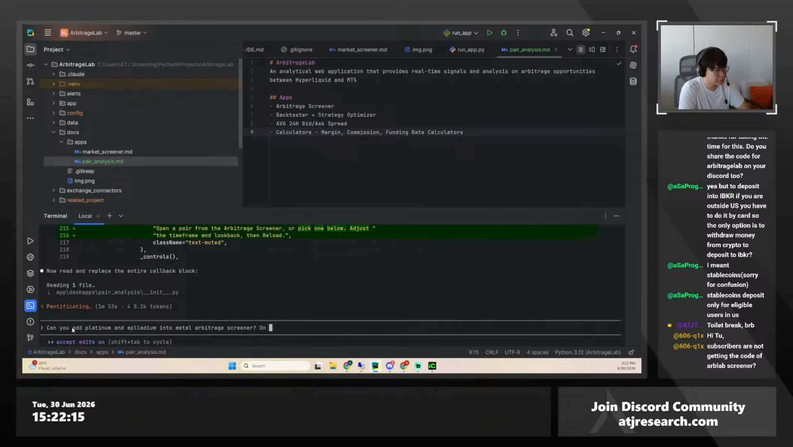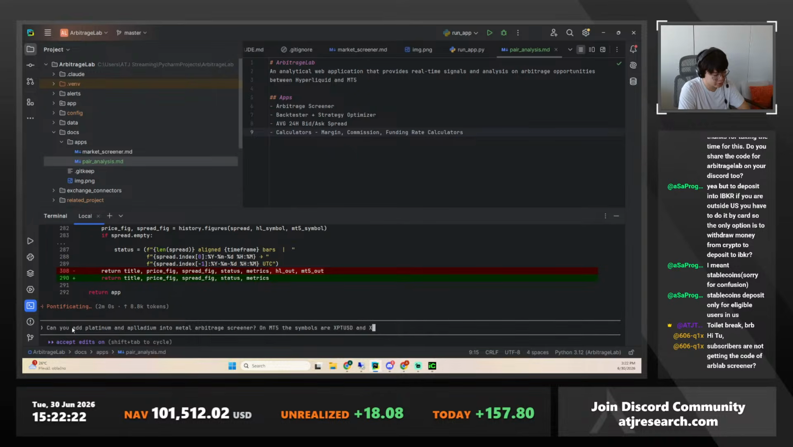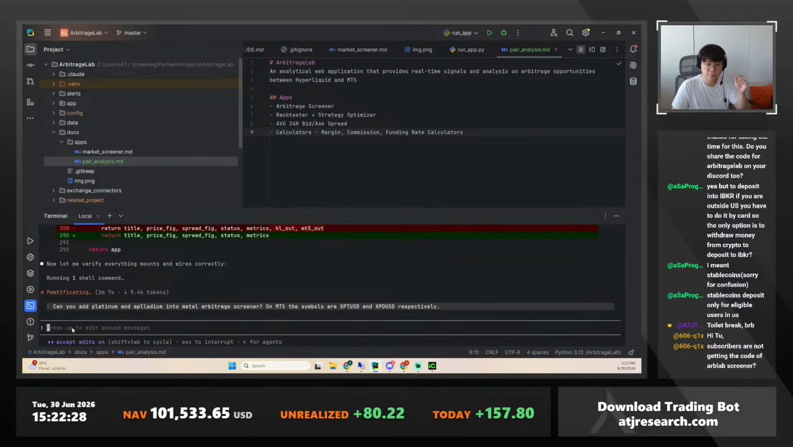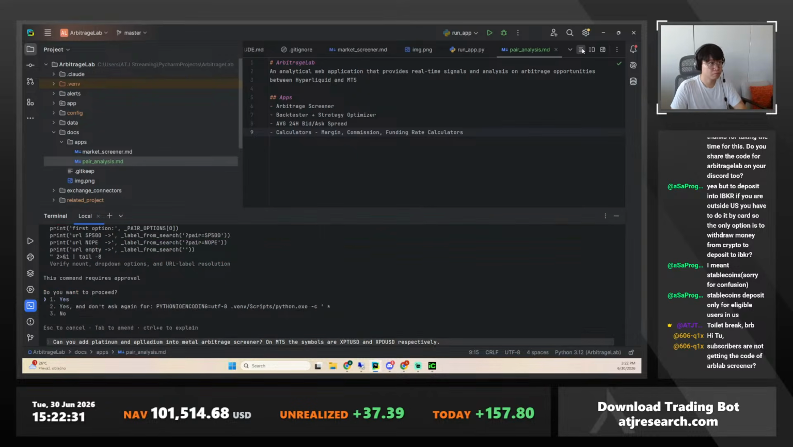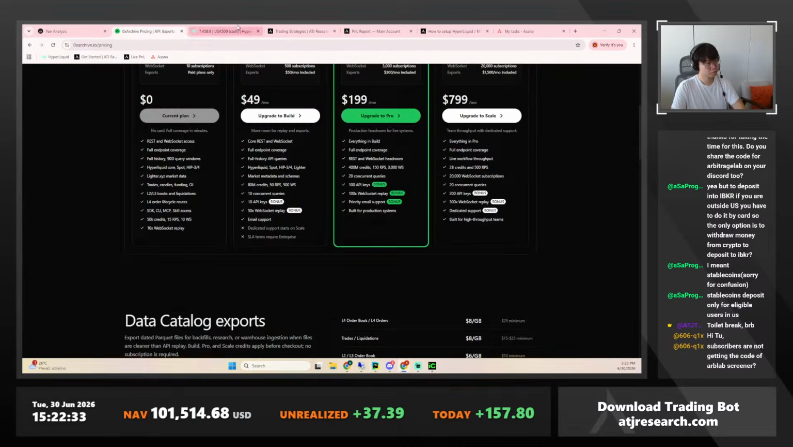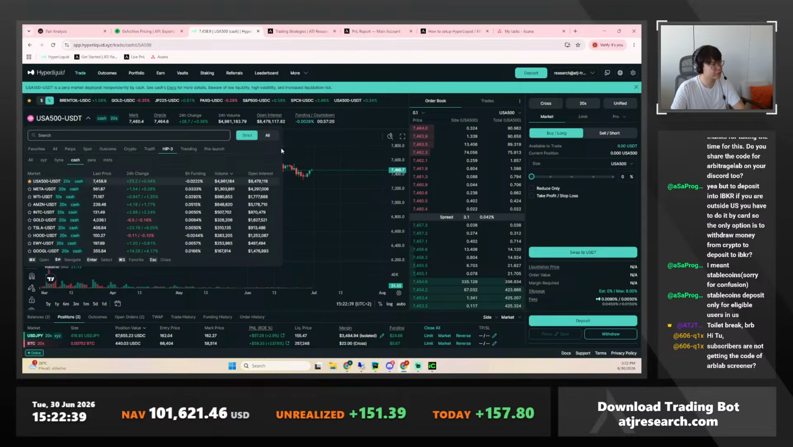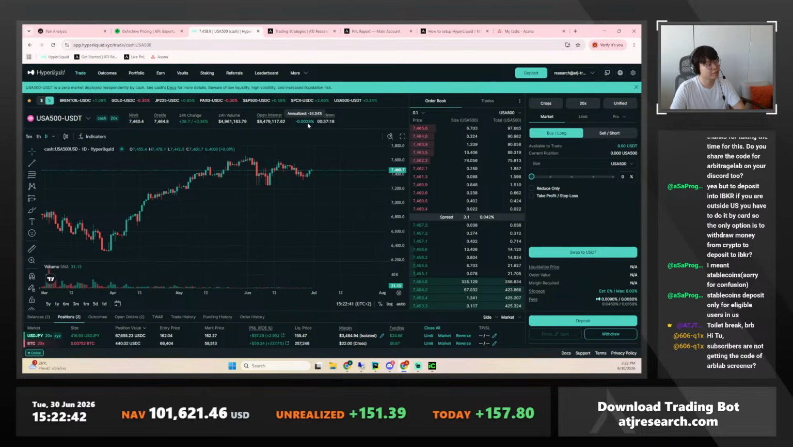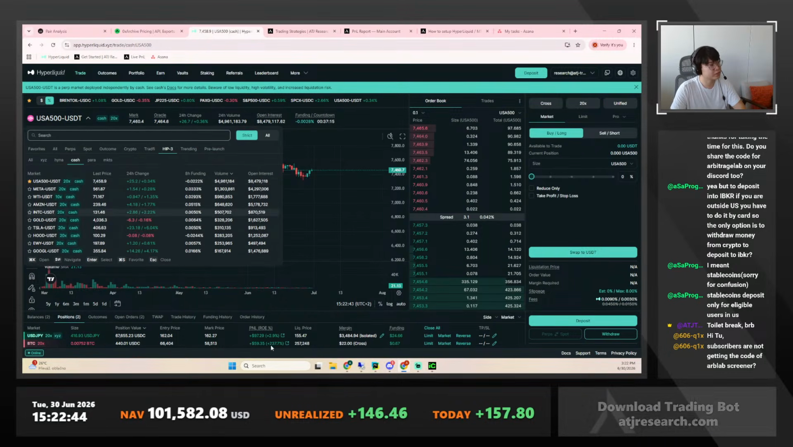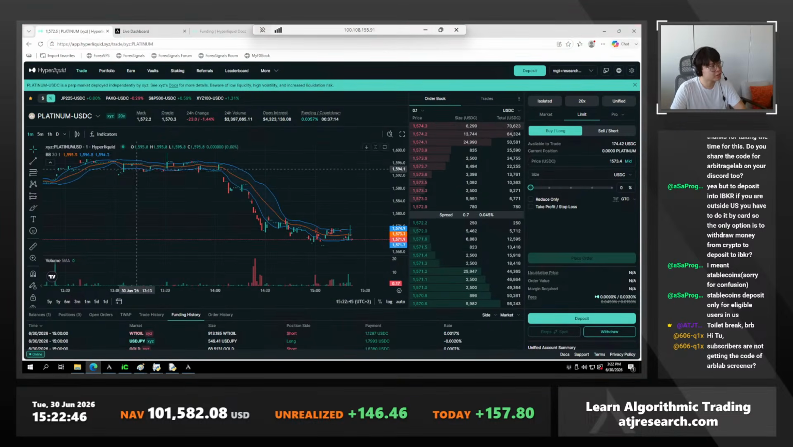I see on MT5 the symbols are XPT-USD and XPD-USD respectively. So here USA 500 has a very good funding rate. I mean, this we could trade, right? So there are a lot of things that are not included.